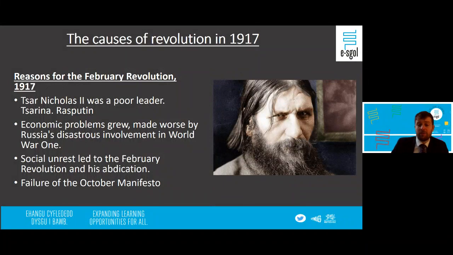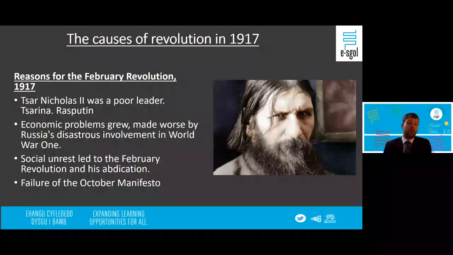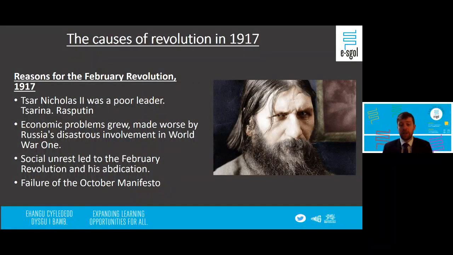Coupled with 300% inflation back home in Russia as well, it had a huge impact on the economy and people's happiness with the Tsar's regime. Social unrest led to the February Revolution, at which the Tsar himself abdicated and stepped down. The failure then of the dual power government, half between the Duma and half between the Soviet, led to the October Revolution.